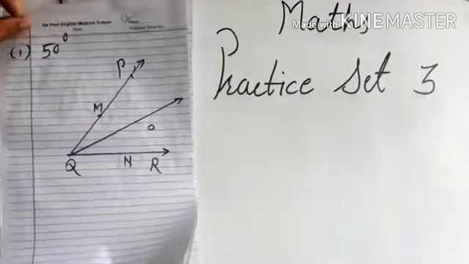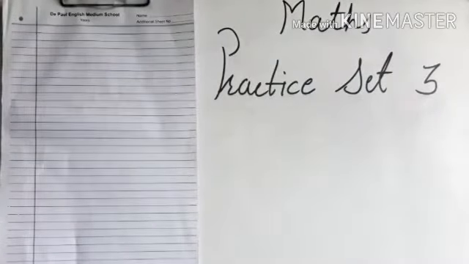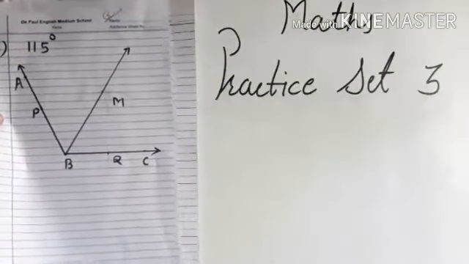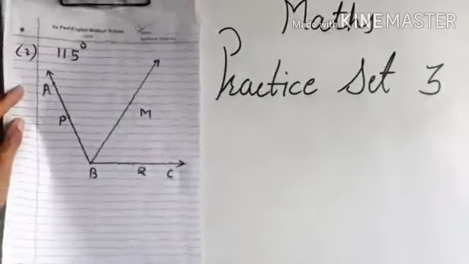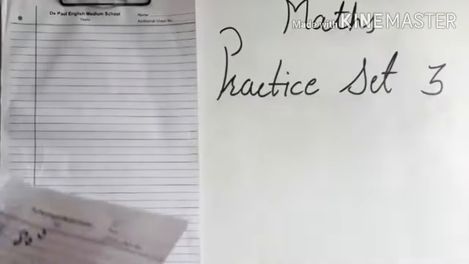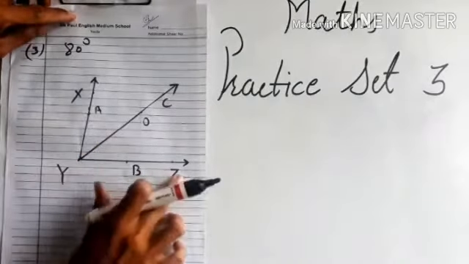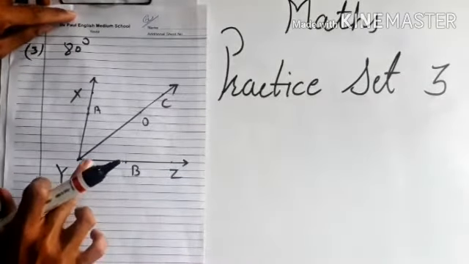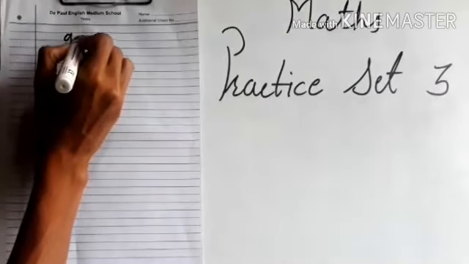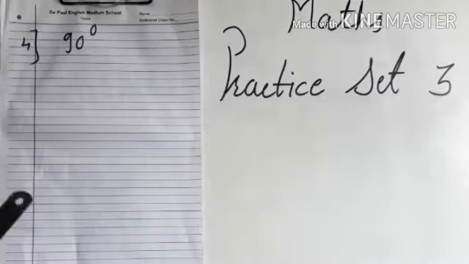Then the second question was 115 degrees. We had drawn a 115 degree angle and we had bisected it. Then the third angle was 80 degrees, that was an acute angle, so we had drawn an acute angle of 80 degrees and bisected it. Now the last question is of 90 degrees, the fourth number. So now let's see how to bisect.